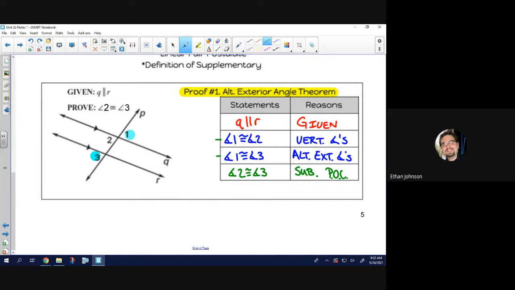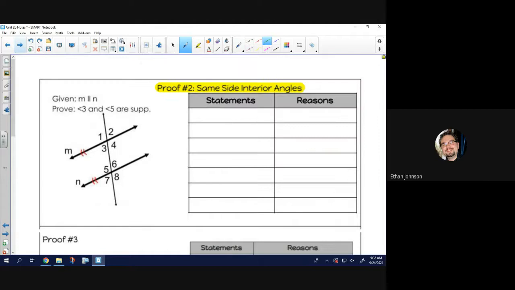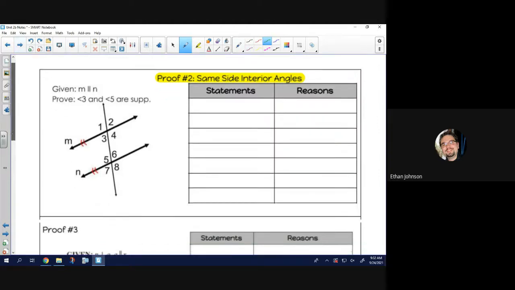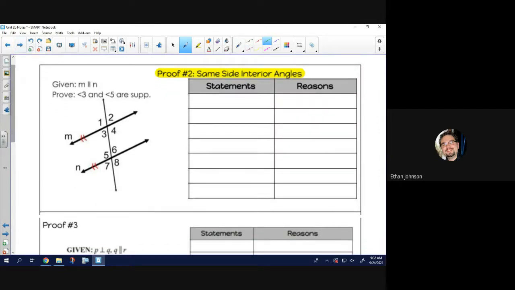Let's look at the next proof. Just like the first one, proof number 2 says same side interior angles. So we're trying to prove same side interior angles are congruent. So we can't use that as a reason. So we know how we're going to start. We always start with our first given. In this case, M is parallel to N.